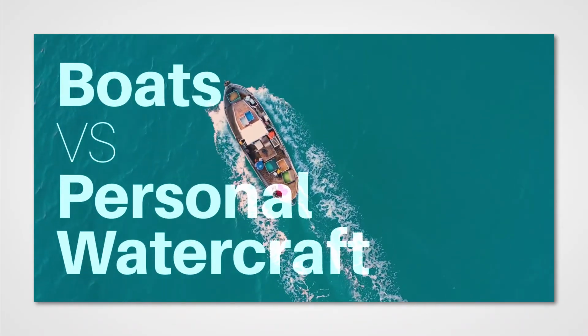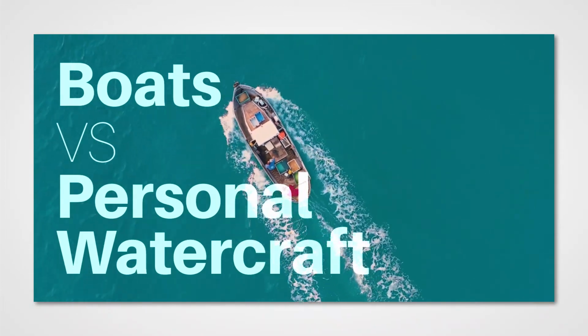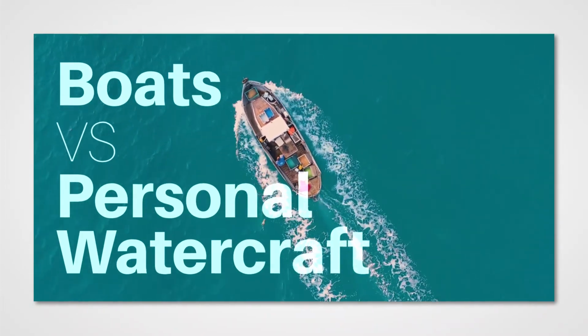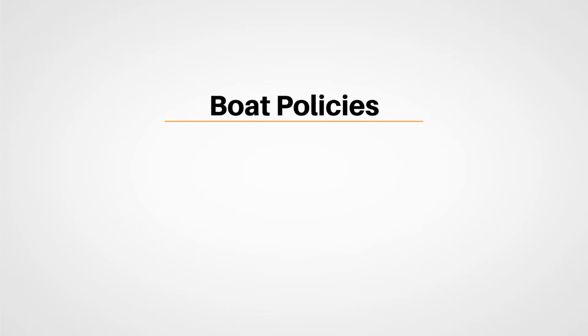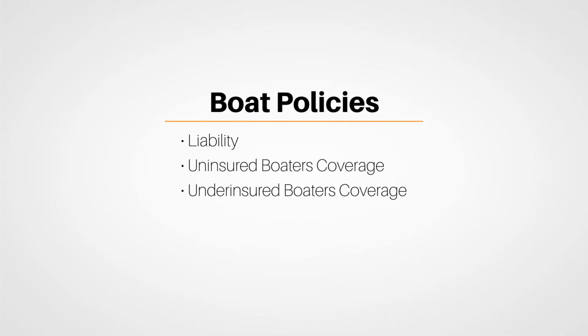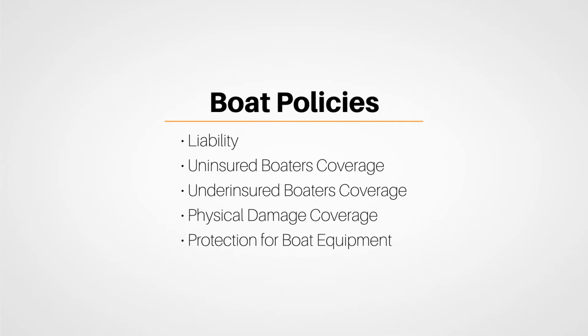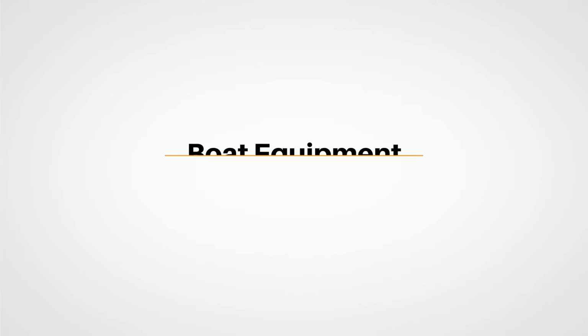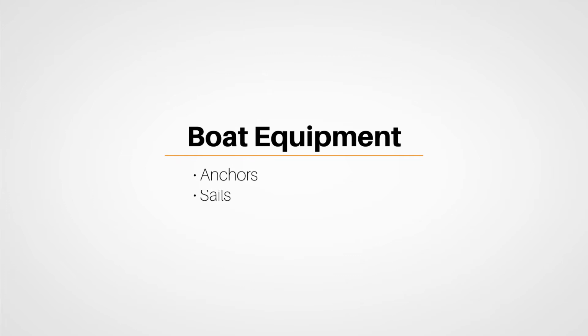There are a number of coverages on boat and watercraft policies that mimic contracts like auto policies. Boat policies offer liability, uninsured and underinsured boaters coverage, physical damage coverage, and protection for boat equipment. Boat equipment covers things like anchors, sails, and tow lines. The contract may also be endorsed to provide coverage for personal items through a personal effects coverage.